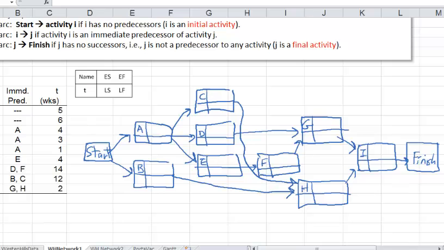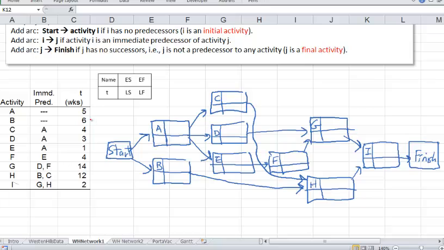Now we're going to put the durations in here. Now we'll put the durations in the nodes. So starting with A, 5, 6, 4, 3, E gets 1, F gets 4, then we have 14, 12, and 2. Okay. Now what we could do is we're going to fill in the schedules, starting and finish times for the activities.